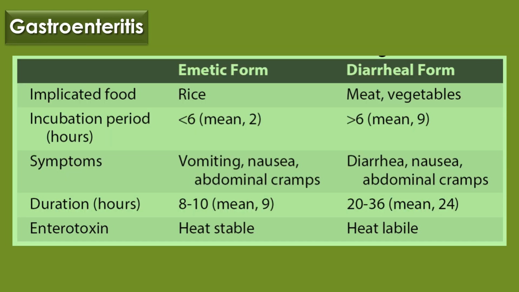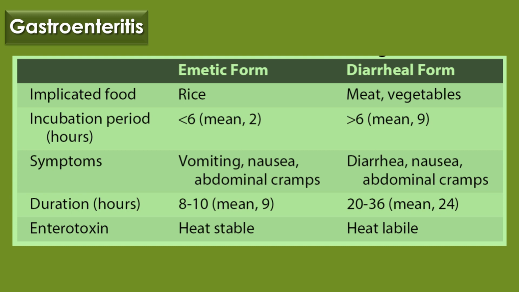The first clinical disease caused by Bacillus cereus is gastroenteritis. Two forms of gastroenteritis are produced by Bacillus cereus. The first form is the emetic form of gastroenteritis, and the second form is the diarrheal form of gastroenteritis. And this table shows the difference between the emetic form and the diarrheal form of gastroenteritis.